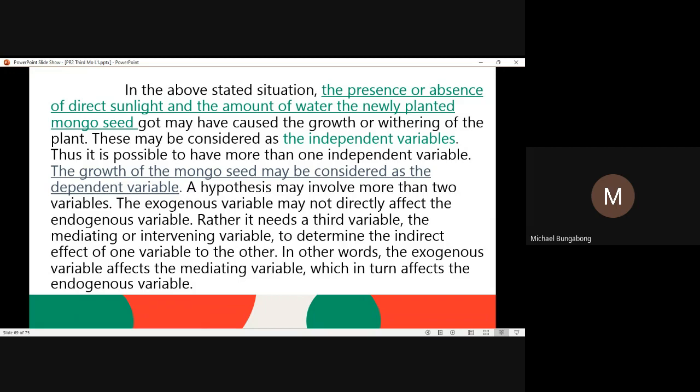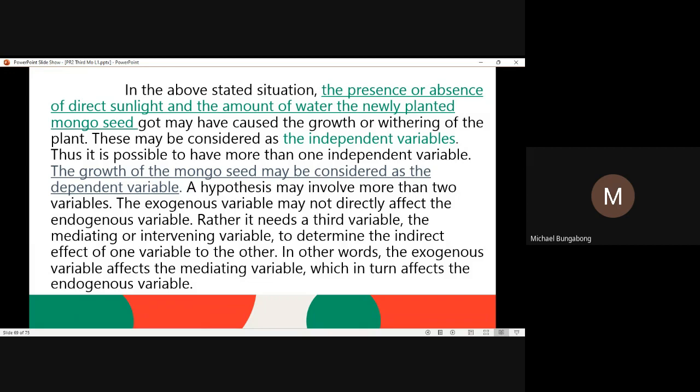So possibly, hindi possibly, yun talaga yung reason, no? Kung bakit tumubo siya na parang lanta, hindi healthy. This may be considered as the what? Dependent or independent? Very good. It's independent variables. Okay? Thus, it is possible to have more than one independent variable. Okay? So, the growth of the mungo seed may be considered as the dependent variable.